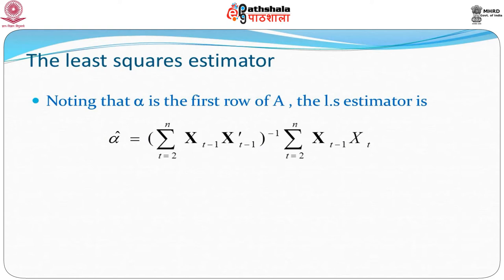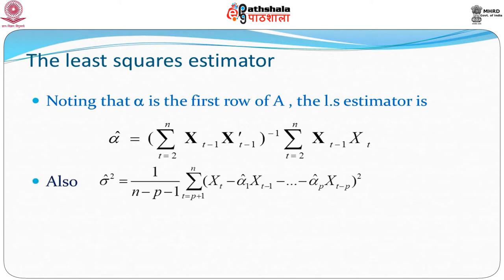So usually this should have been bold X_t, but that means the vector X_t', but we just take the first element because we are interested in the first row of A only. And this gives us the parameter estimates. These are the least square estimators, and once we get alpha hat, we can define sigma hat square as just the square of the residuals summed over t and divided by an appropriate divisor, which can be the degrees of freedom. Very often it can also be n, which would be asymptotically equivalent.